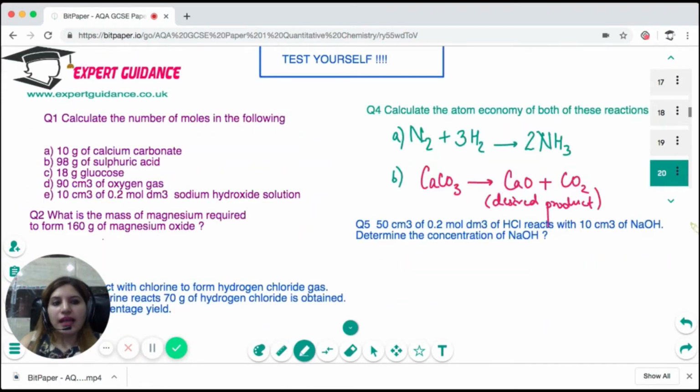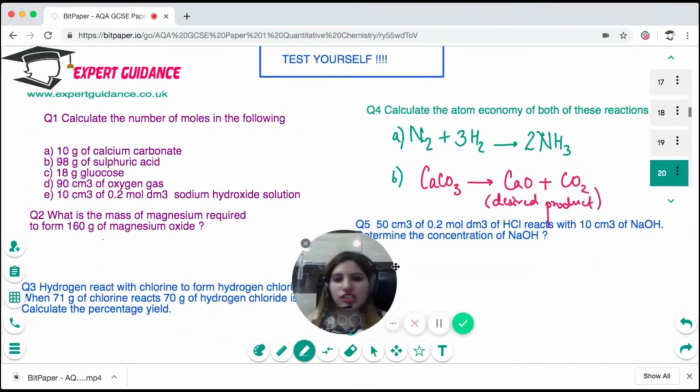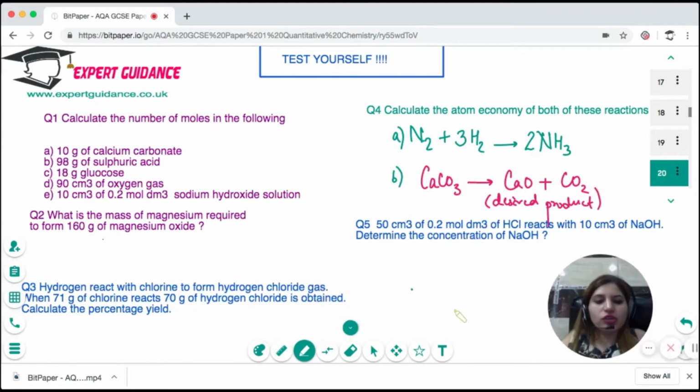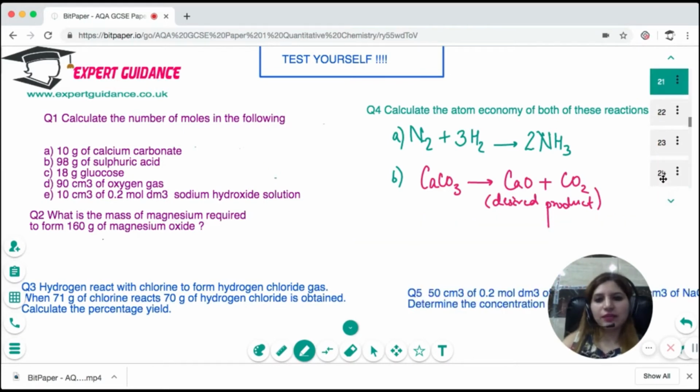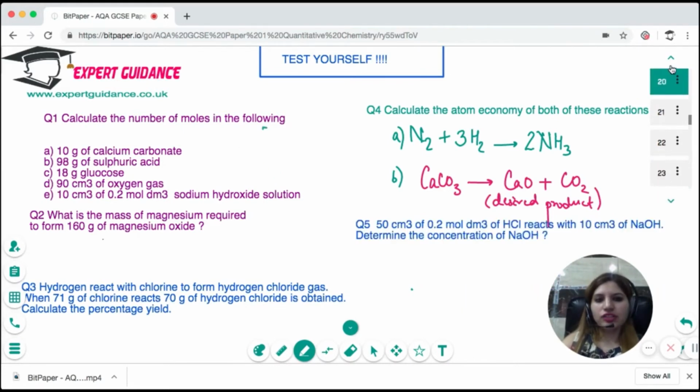Okay, now it's the time to test yourself to see if you have understood what we discussed in this. These are the questions given to you. It says calculate the number of moles of the following: 10 grams of calcium carbonate. So let us do this question.